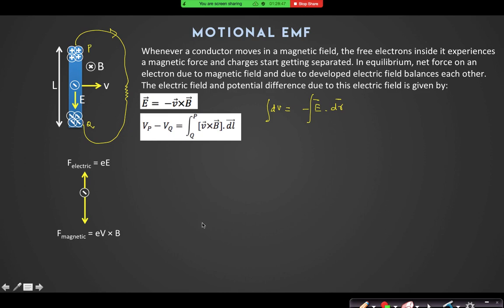So whenever a conductor moves in magnetic field, the free electrons inside it experience a magnetic force and charges start getting separated. In equilibrium, net force on an electron due to magnetic field and due to developed electric field balances each other. The electric field and potential difference due to this electric field is given by this one. Is this clear, everyone?